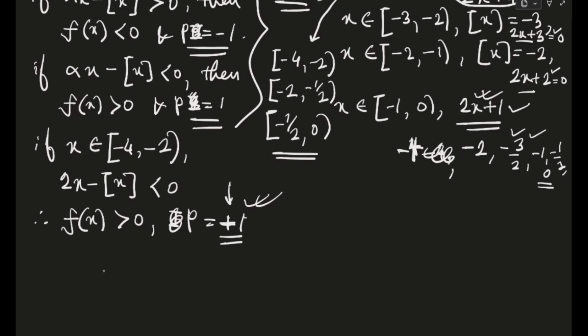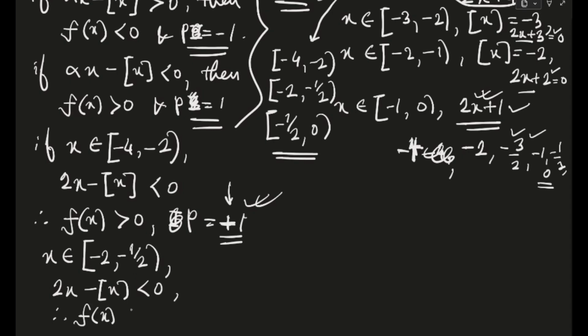Now let's move on to this interval, which is our minus 2 to minus half. If you see here, in this interval also, the conditions are the same. 2x minus box x is once again less than 0. You can test for any value, this will always come out to be less than 0. Say I take minus 1. So minus 2 plus 1 will be minus 1, which is less than 0. So again f of x is greater than 0, which means your p is again equal to plus 1.